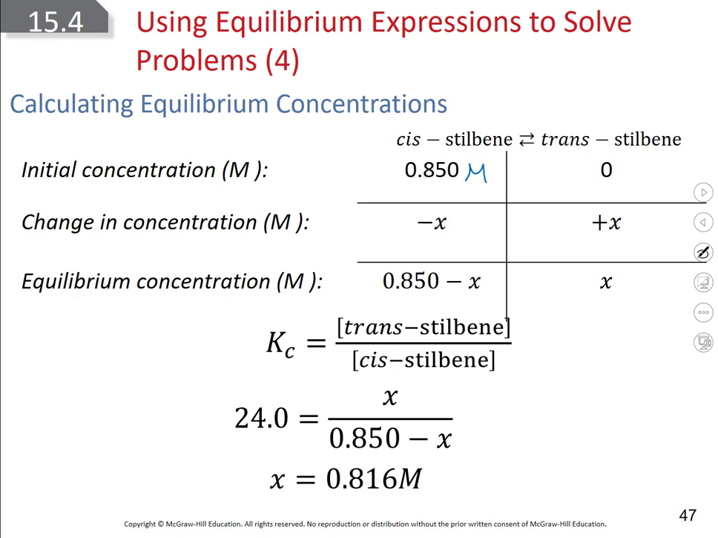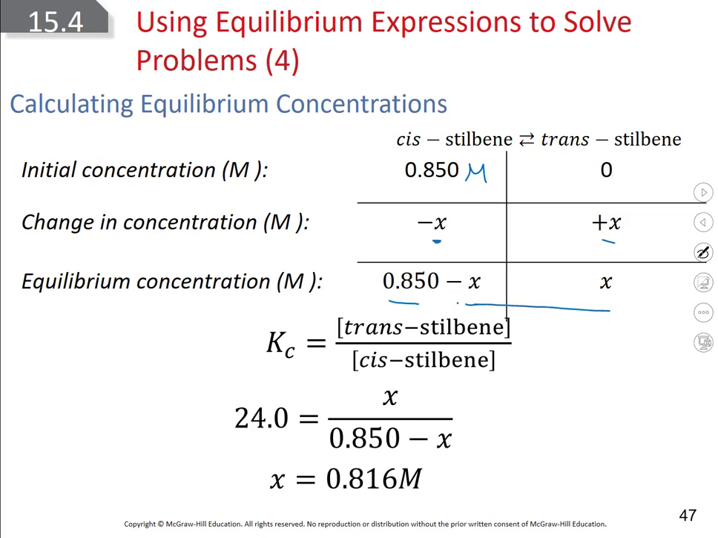So we would write our expression Kc is equal to our product over our reactant, so trans over cis. Then we plug in those equilibrium concentrations. Now here, instead of just having the concentration, we have these concentrations in terms of X. In this case, X is the concentration of trans, that's our product, so that goes in the numerator, and 0.850 minus X is our concentration of the reactant, so that goes in the denominator. Now these are 1-to-1, so in that case we have everything raised to the first power, but don't forget, if you do have a coefficient of 2, then that would be squared, etc.